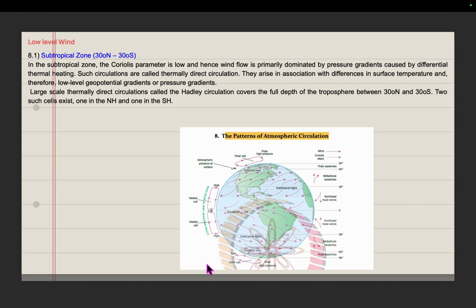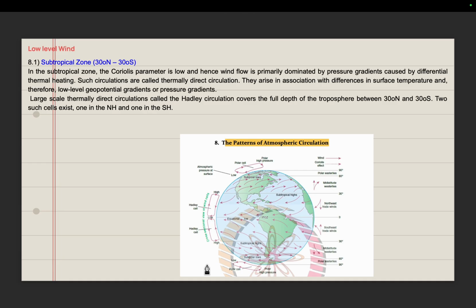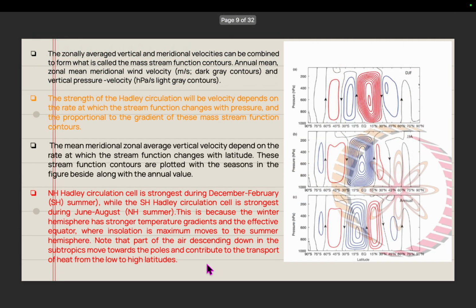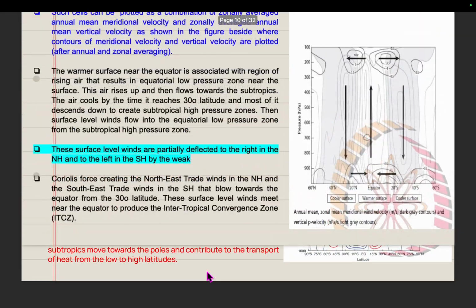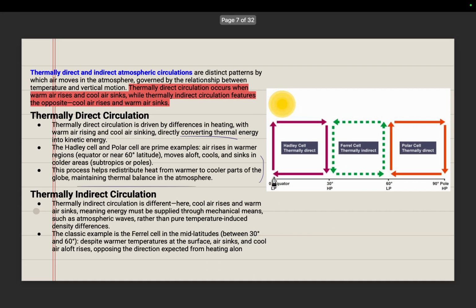Now our atmospheric circulation can be described with two types of wind pattern. One is the low level wind pattern and another is the high level wind pattern. So this creates the low level wind pattern.